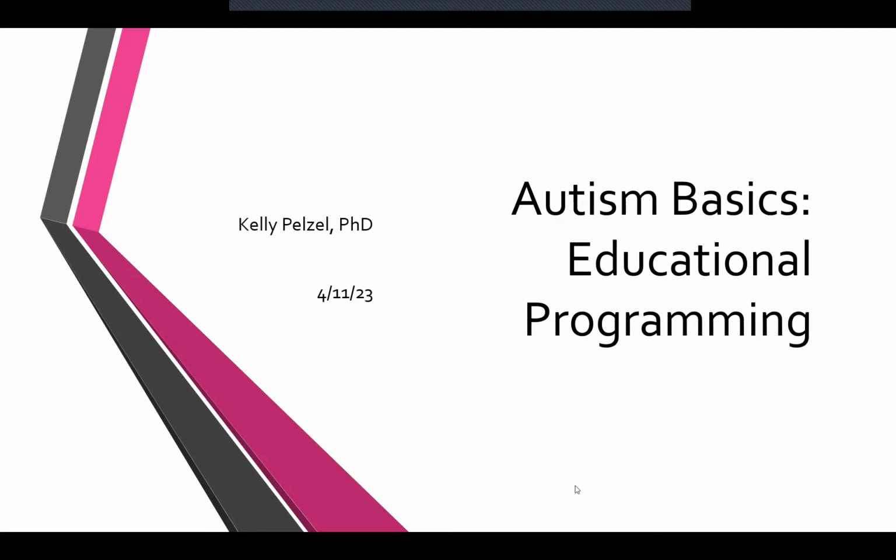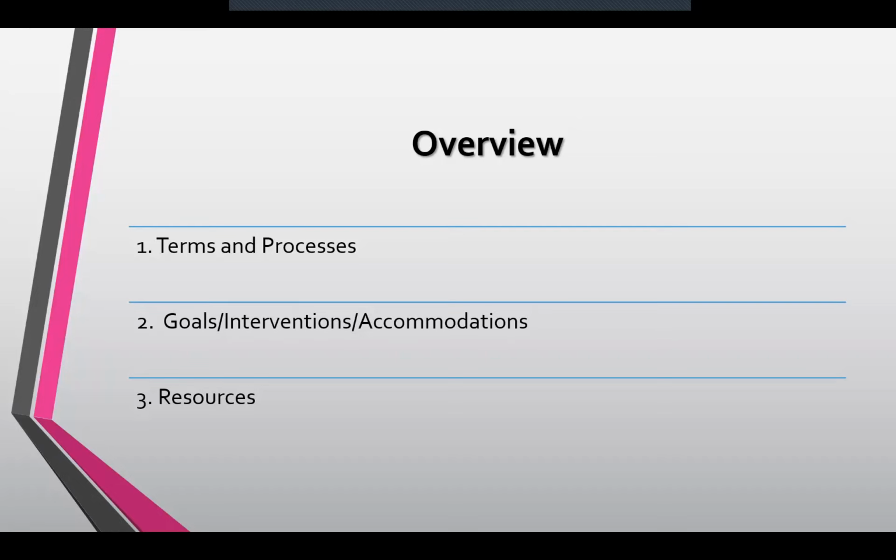As Erica said, we're going to be talking about educational programming today. So first I'll be introducing some terms and some processes. Some of the processes are specific to Iowa. We'll be talking about parts of an IEP, specifically about goals, we'll be talking about interventions and accommodations, and then some resources, again, that are going to be pretty Iowa specific. If you're joining us from somewhere outside of Iowa, I'll also have a slide at the end with some ideas of where you would want to go to find out information that's individualized to where you're living.